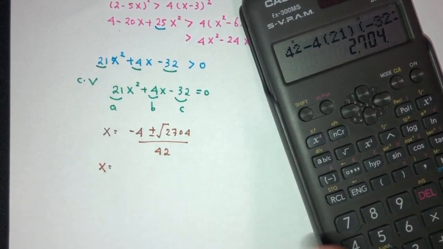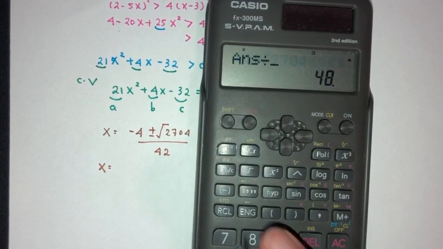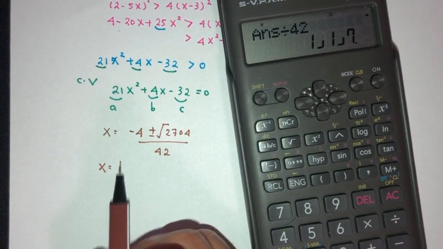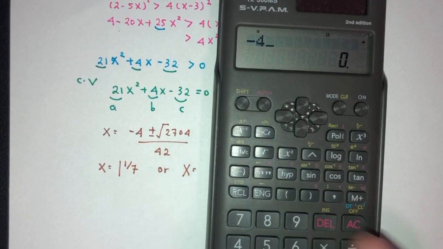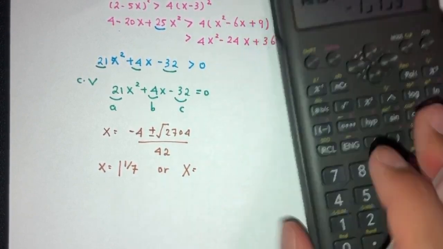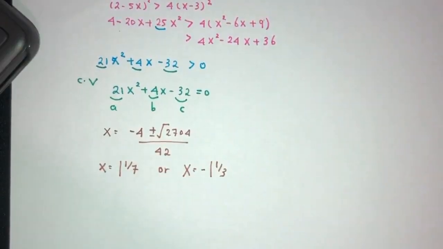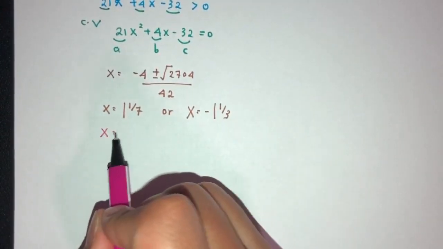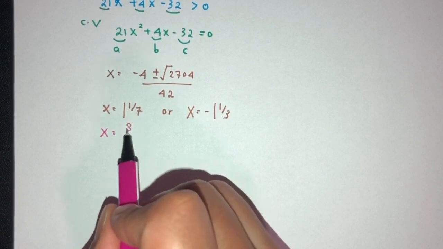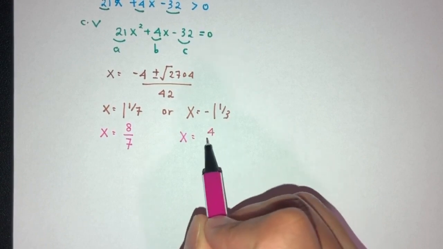So x will be the value of what? Minus 4 plus root of 2704, that will be 1/7, or x can be minus 4 minus root of 2704 divided by 42, that becomes minus 1/3. Now we can simplify, obviously. Well, let's break this down. This is x is equal to 1 times 7 is 7 plus 1 is 8, 8/7. And x is 1 times 3 plus 1 is 4, so minus 4/3.